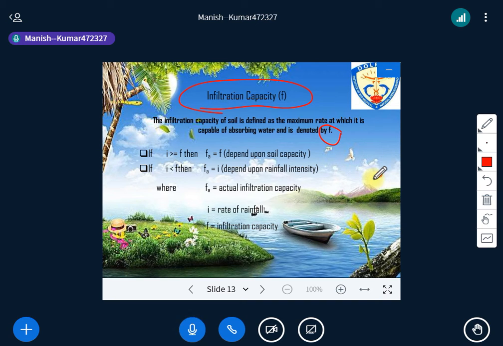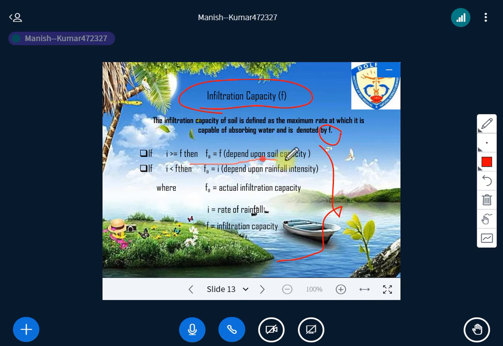Now, this infiltration capacity, as I've already explained in the previous slide. What does it mean again? It means the maximum rate at which the soil is capable of absorbing water, and it is denoted by the small f. On the basis of this, a mathematical relation has to be established here, where you can easily understand there is i greater than or equal to f, and i less than f, right?